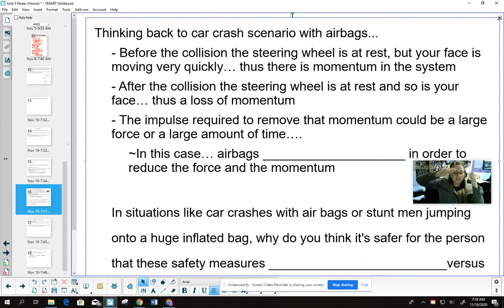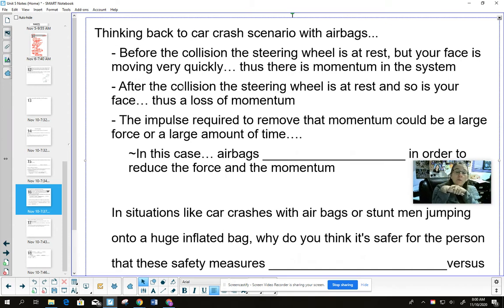So before your face collides with the steering wheel, the wheel has already come to rest because the car has already hit the tree. But again, you are still moving towards that steering wheel. So there is momentum in the system. It's your face, right? Moving towards the steering wheel. After the collision, meaning after your face collides with the steering wheel, both things are at rest. Your face is just squished into the steering wheel and is at rest. So you lost momentum, right?